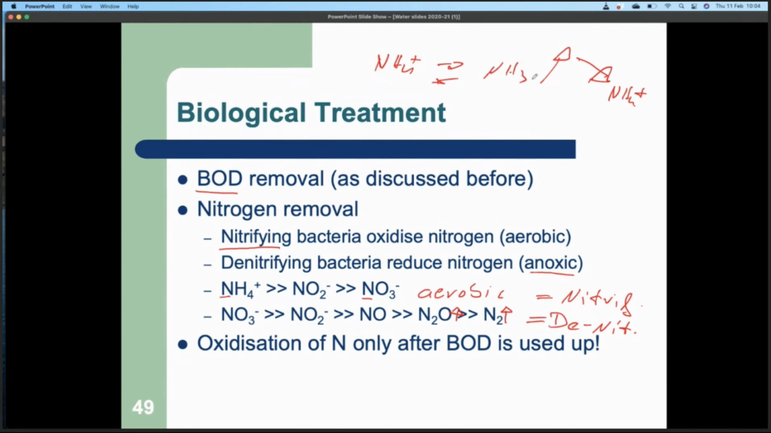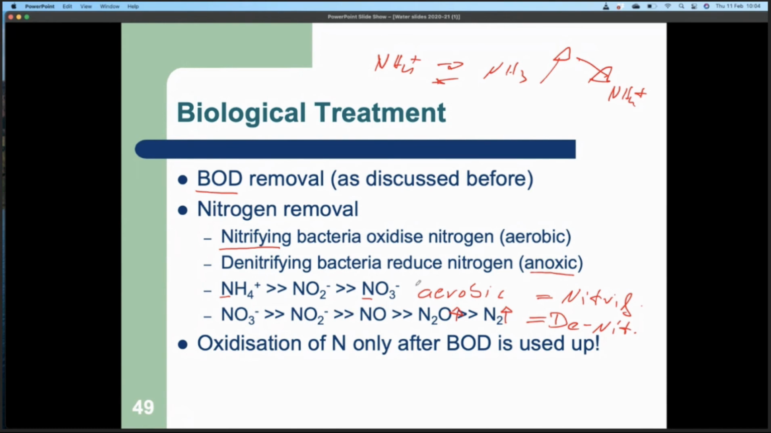So there is another route to get nitrogen out of the wastewater by stripping it, but you don't want to do that, because the stripping really only leads to this sort of deposition somewhere else, unless you collect this properly, and that doesn't normally happen on sewage works.